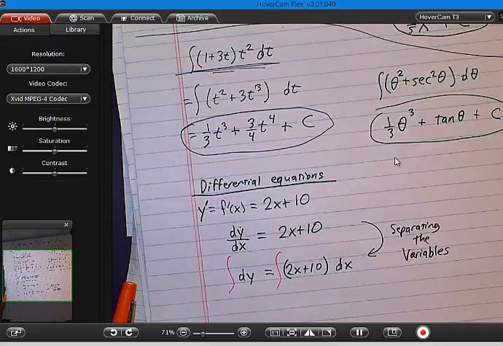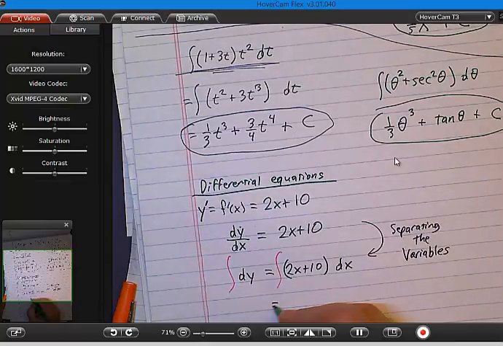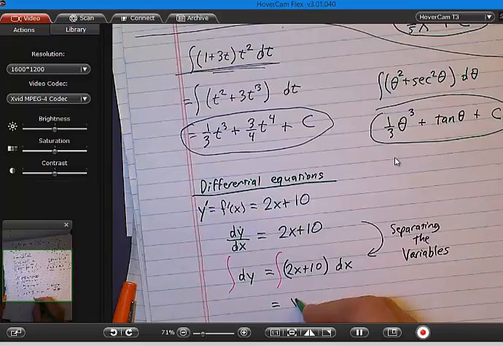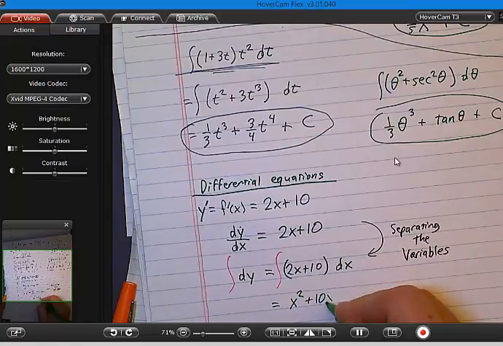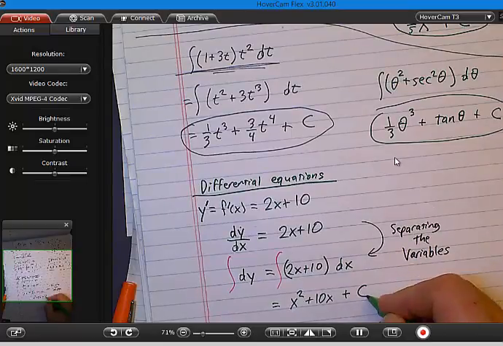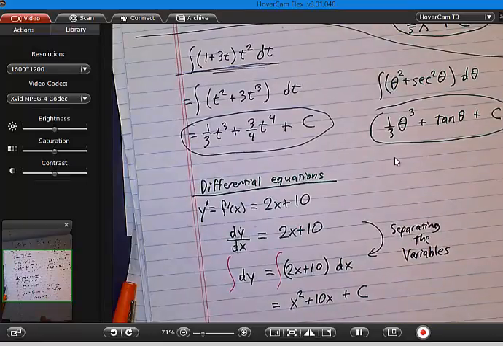Okay? Let me work through it here. Let's work through the right-hand side first. Okay? So can you tell me what the antiderivative would be on the right-hand side? X squared, good. Plus 10x plus C. So some constant goes there.